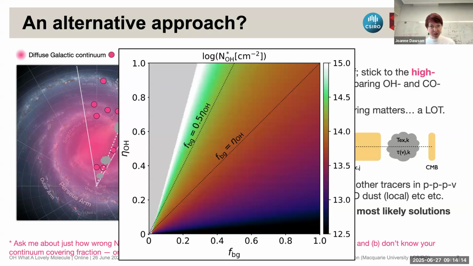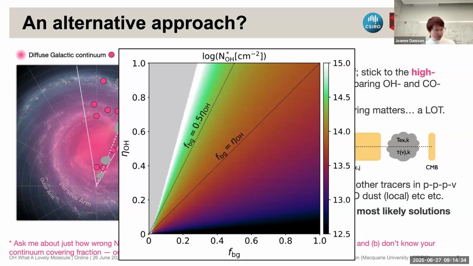You have the fraction of the background continuum that you see along a sight line that is behind the OH. That's what I've parameterized on the bottom. And then on the y-axis, you have the beam filling factor of the OH. And this is a plot I generated for a typical set of observed conditions.